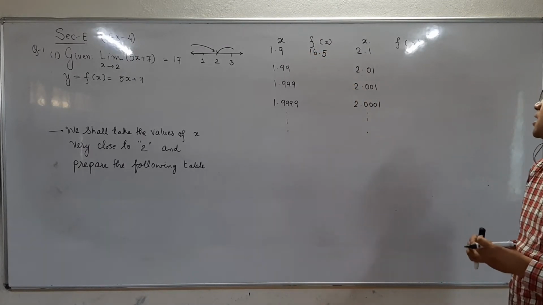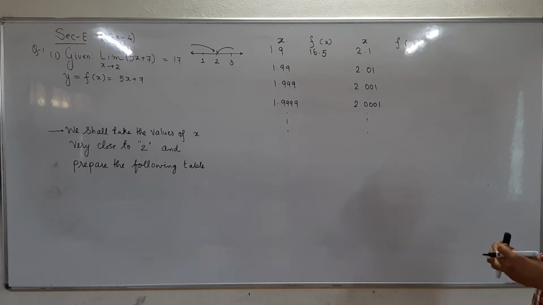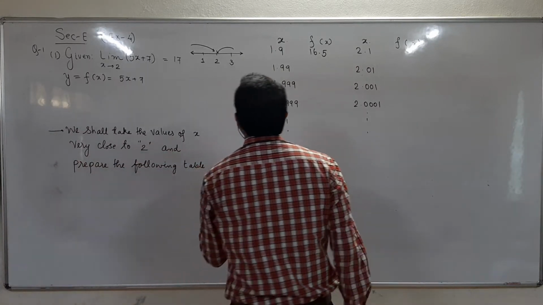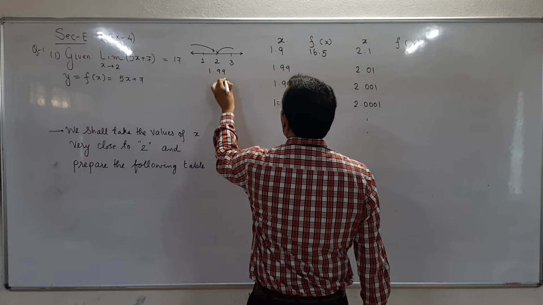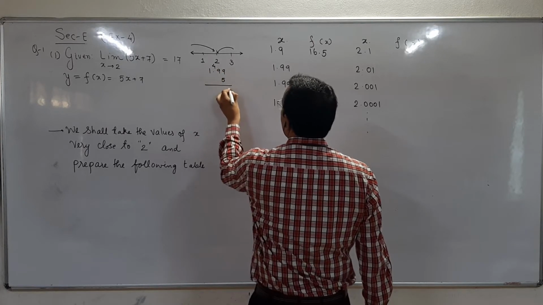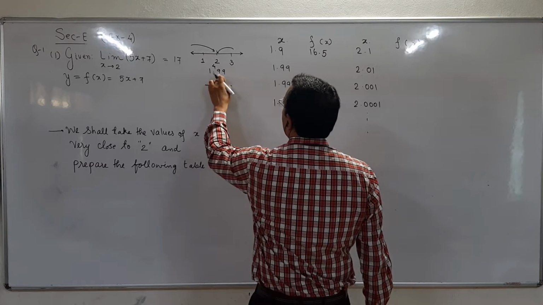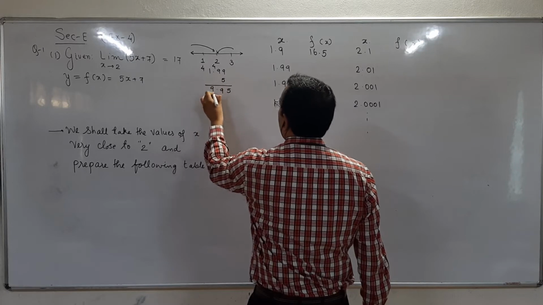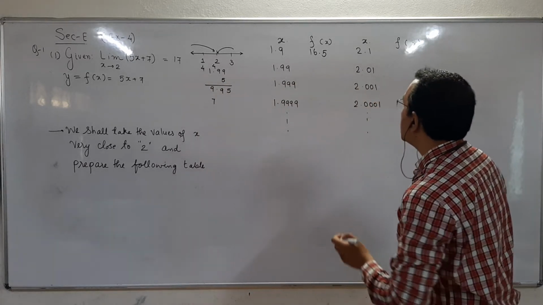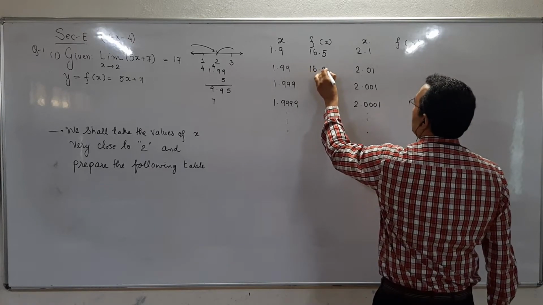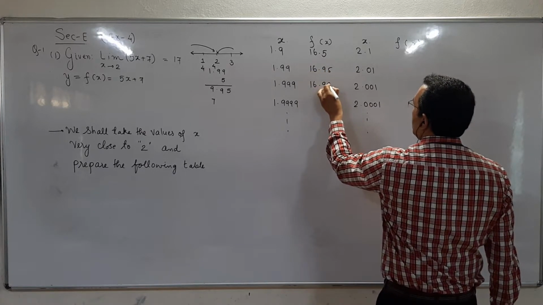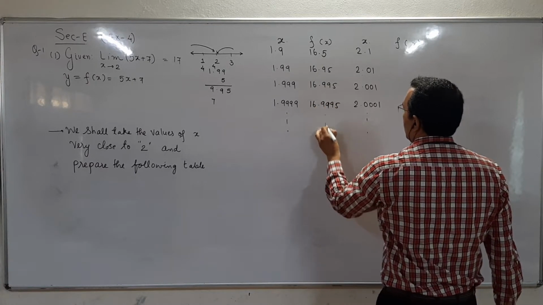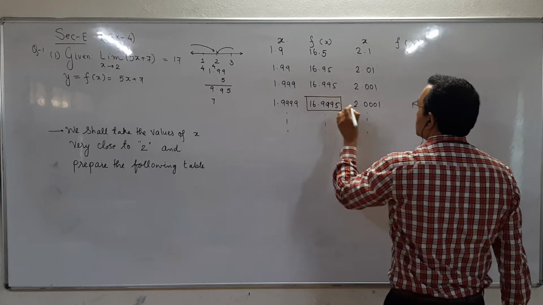Then, when I take 1.99 into 5, now students, pay attention. If I multiply 1.99 into 5, 9 5s are 45, plus 4, 49. And this will be 5 and 4, 9. 9 plus 7, so it will be 16.95. And this will be 16.995. This will be 16.9995. And onwards, check, this is approaching 17.